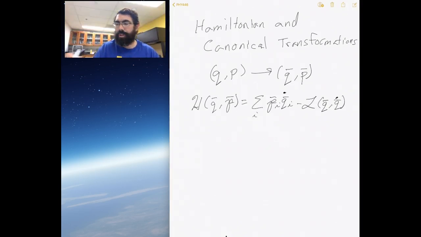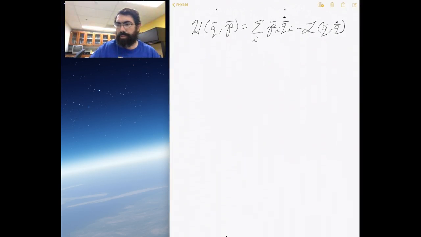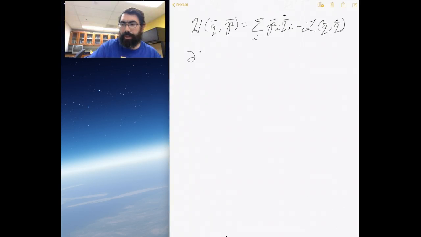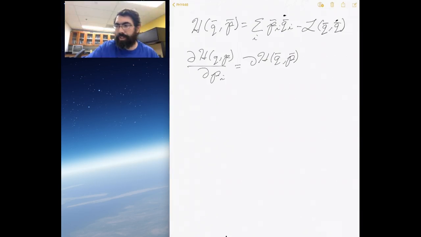So what I'm going to do is start with looking at the derivative of my Hamiltonian with respect to the momentum in the unbarred system. So I'm going to call that the original frame of reference. So I'm looking at the ith component of the momentum and how the Hamiltonian changes with respect to that. Now that should be the same thing as the change in the Hamiltonian in the barred system, the transformed system, with respect to the original frame of reference.